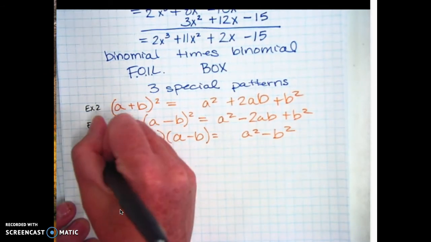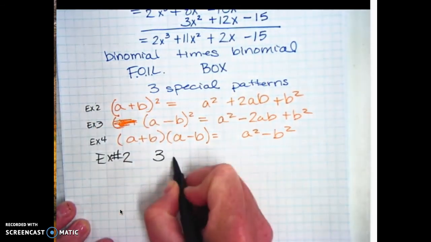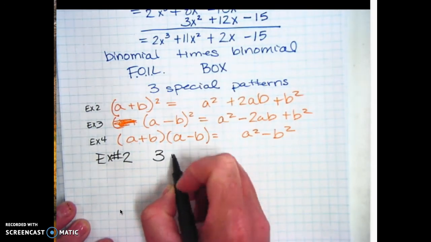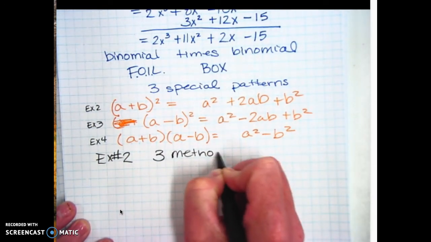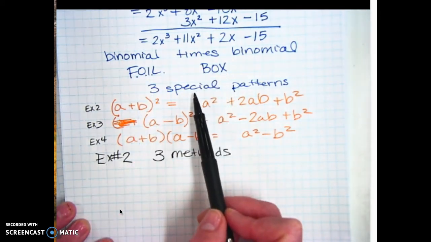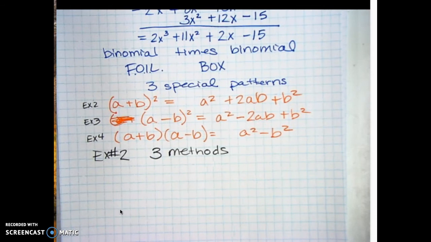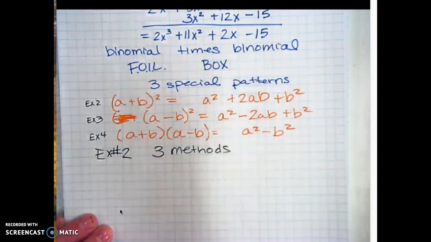So let's do example 2. In example 2, I'm going to show you all three methods. I'm going to use FOIL, I'm going to use the box, and I'm going to use the special patterns. So you're going to see the same problem 3 times in different ways, okay? Do you have to show all 3 ways on every single problem? No, please no, don't. Okay, pick one of them that you like and use that one. Or you can jump from problem to problem. One problem you want to use one, another problem you want to use another, whichever one you're comfortable with.